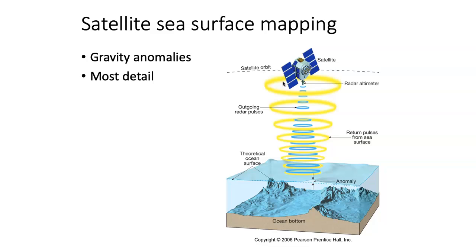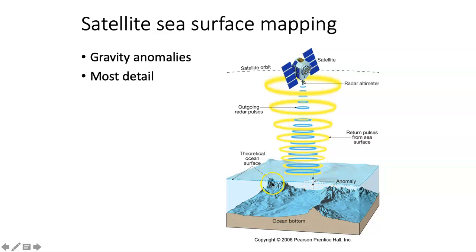The most accurate of all is satellite sea surface mapping. So this means that to learn more about our planet, we have to leave it. We have to send something into space, into orbit, and the pictures that are taken from the satellite actually determine what's on the ocean floor. It's pretty interesting. It actually is only measuring the sea surface.